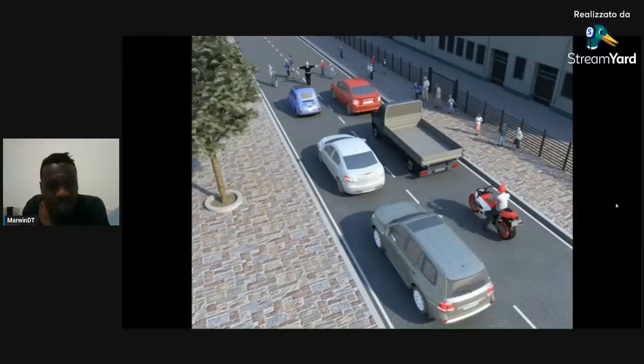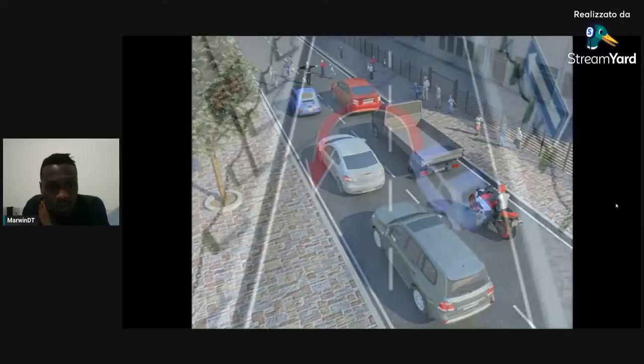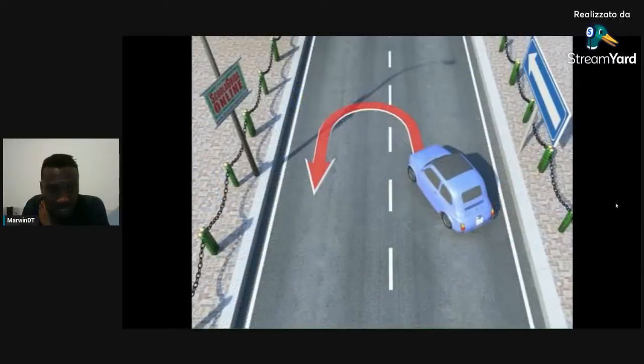Okay. Now, the motorbike is not allowed to do overtaking by passing on the left and right of the other vehicles that are stopped for the case to cross. Like I said before, you cannot do a U-turn because it is senso unico. Okay.